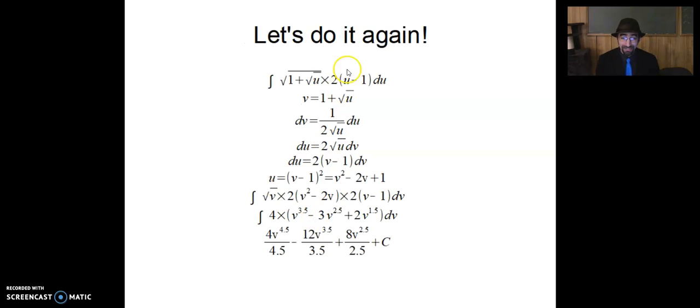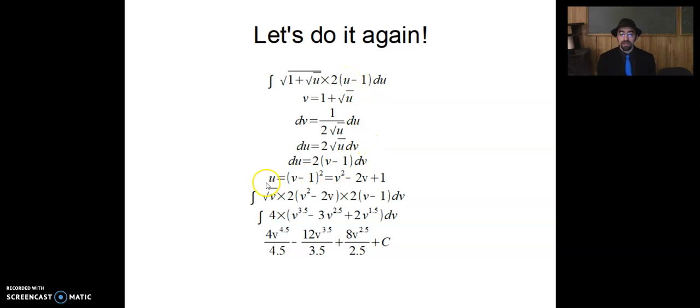Let's try it again. So now I'll say v equals 1 plus square root of u. And just like before, dv equals 1 over 2 square root u du. du equals 2 square root u dv. du equals 2(v minus 1) dv. Again, we're doing the same analogous substitution. If v equals 1 plus square root u, then square root u equals v minus 1. We have a square root u here, so we just use it as v minus 1. The next thing we have to worry about is this u that shows up in the u minus 1.